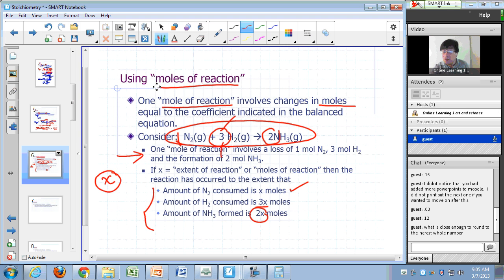So if you know how much N2 is consumed, you can figure out what X is. And if you know what X is, you can figure out all the other amounts. You can know what 3X is, and you can know what 2X is. Or if you know how much NH3 you made, then you can solve for X. And once you know X, you can solve for 3X, and you can solve for 2X.